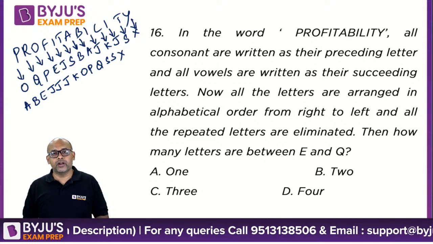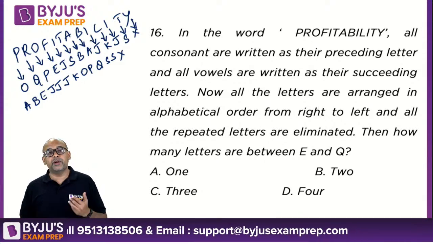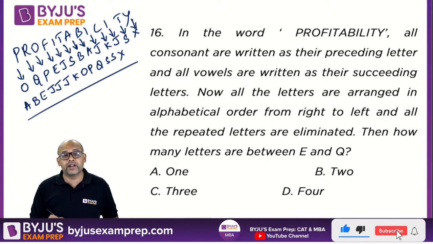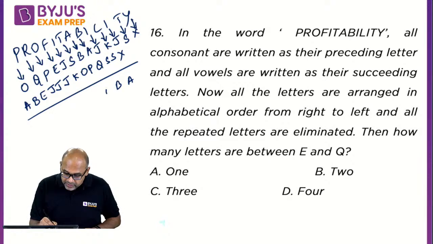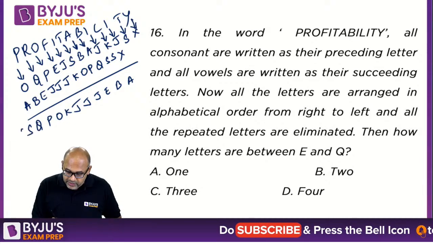First I'm writing alphabetical order. Okay, right to left, and then all the repeated letters are eliminated. So let me write. So this is basically from left to right. I've written it down. So they are saying right to left. So that's fine. So A, B, E, J, J, J, K, O, P, Q, S, S, X.